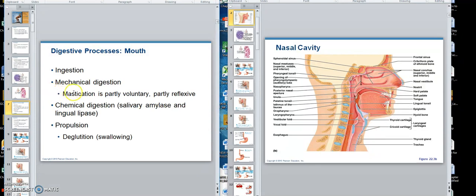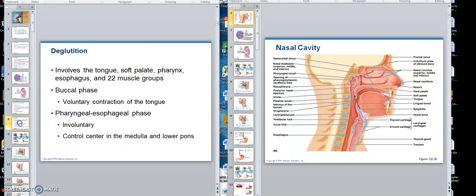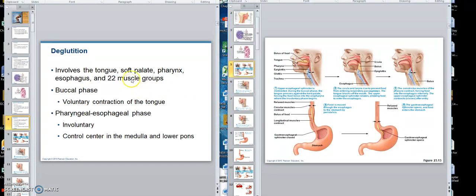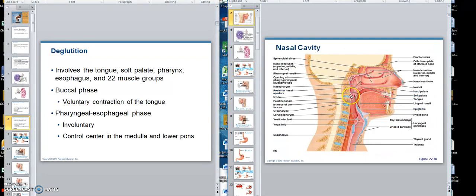So in the mouth, you did mechanical digestion, chemical digestion, then you propelled it down. Deglutition is a fancy name again for swallowing. Deglutition involves the tongue, soft pharynx muscles, buccal surface, and so forth. Let's just run through this. You can read it. Basically, here's the key. We'll go back to this picture. You have an upper esophageal sphincter.